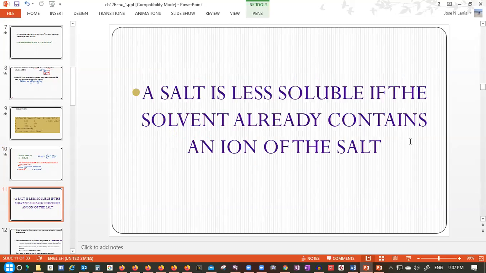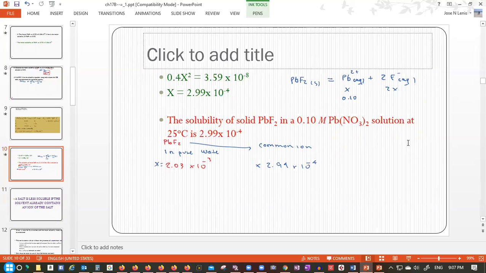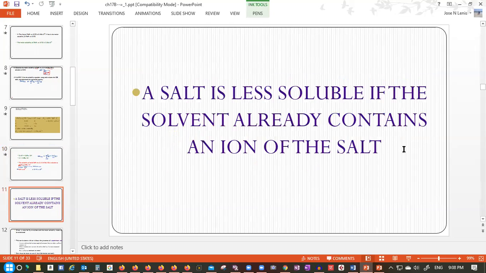So don't forget that. And how do you recognize you need to do common ion? Well, because one problem just tells you find the solubility. That means you are in pure water. And the other type of problem tells you you are adding the salt in a solution, and you look at the solution, that solution contains at least one common ion. It could be the cation, it could be the anion. That is common.